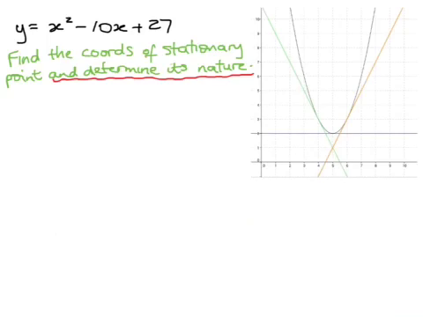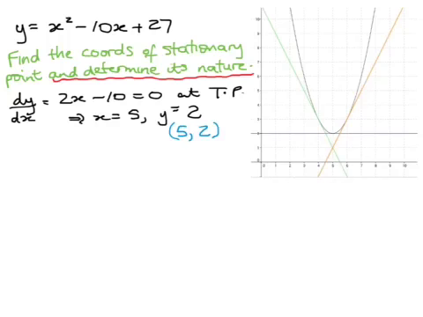Okay, so I've put the little graph here, the picture, so that you can see for this first example. So y is equal to x squared minus 10x plus 27. And we have to find the coordinates of the stationary point and determine its nature. That is, determine the nature of the stationary point. We have to say whether it is a maximum or a minimum point.